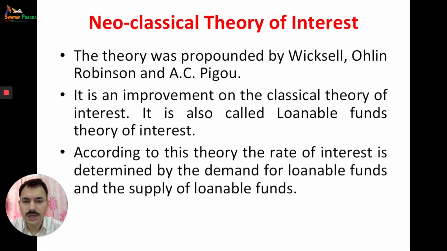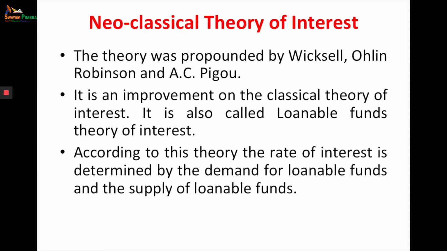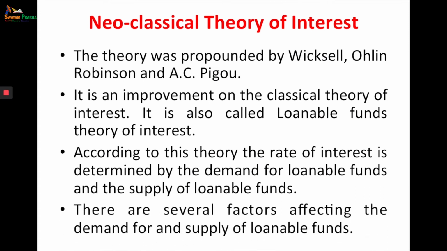According to this theory, the rate of interest is determined by the demand for loanable funds and the supply of loanable funds. Means the point where the demand for loanable funds curve intersects the supply of loanable funds curve is the point of determination of the rate of interest. Whereas in the case of classical theory, the point where demand for capital is equal to the supply of capital is the point of the rate of interest. There are several factors which affect the demand for and supply of loanable funds according to the new classical theory.